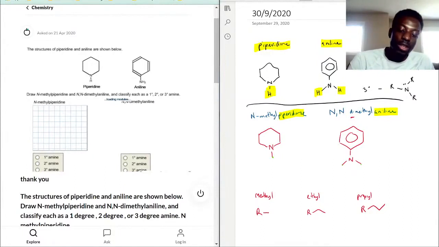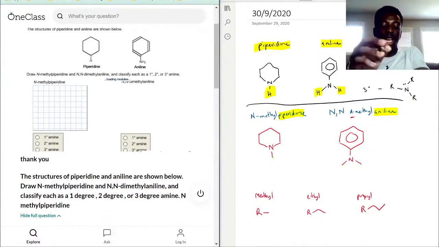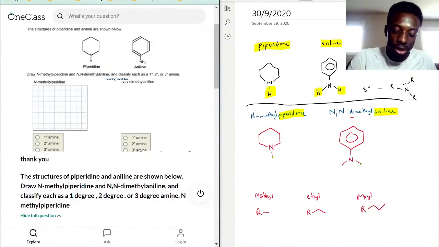Okay, so this is what we're looking at for primary, secondary, and tertiary, and it's asking you for the primary, secondary, and tertiary labels for this new stuff. So N-methylpiperidine, look at it, you notice there is indeed a carbon here and a carbon here, along with the one that we discussed. So this one is going to be a tertiary amine. And here as well we know this is going to be a carbon. That's what a benzene ring is, it's always carbons, and this is a carbon here and a carbon there. So this is also a tertiary amine.